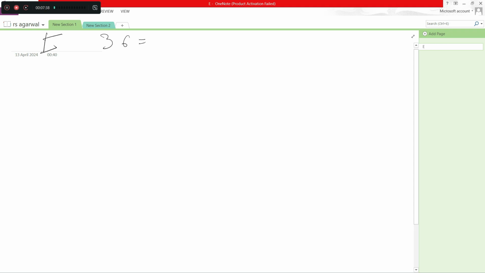So we'll factorize 36: 2 square into 3 square. After that, next is 84. Please don't expect me to divide number by number one by one here. So 84 equals 2 square into 3 to the power 1 into 7.